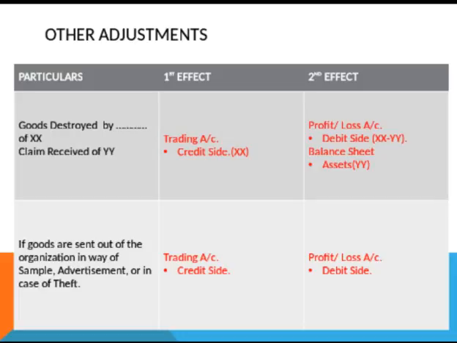If goods are sent out of the organization by way of sample, advertisement, or in case of theft, so goods are going out, so you have to credit the trading account, whereas the profit and loss account should be debited because it is a total loss of yours and you are not getting any claim.